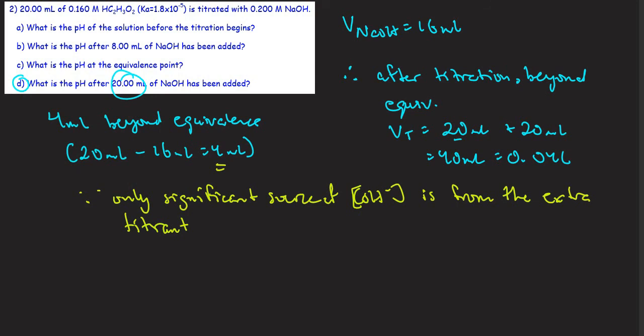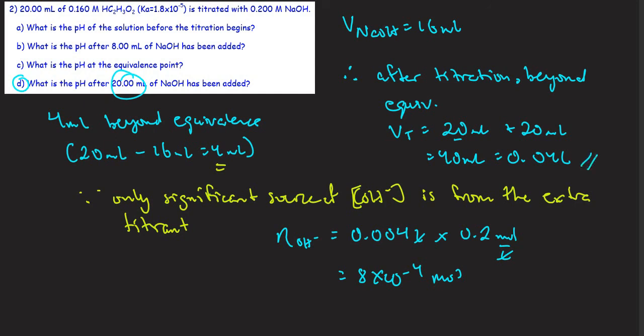So how many moles of hydroxide have we added from 4 mL? We have 0.004 liters, just converted that to liters, times 0.2, which is the concentration given to you in the question, and you end up with 8 times 10 to the negative 4 moles. So you have that many moles of hydroxide present.